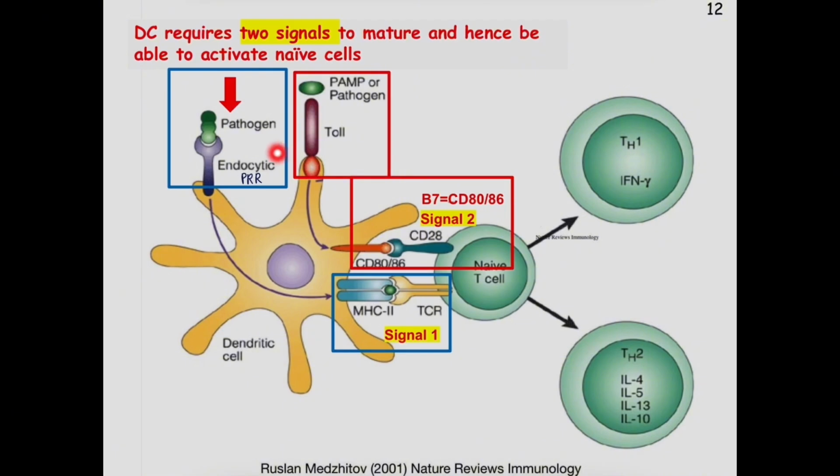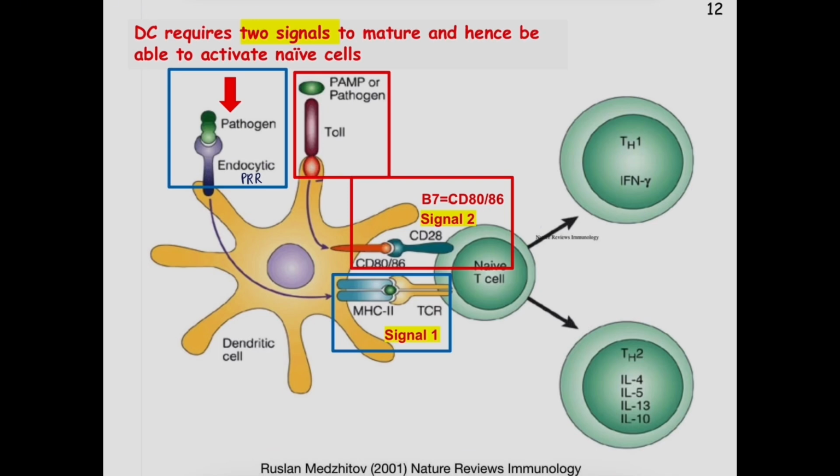So our endocytic PRR is going to bind to the pathogen, and as the name suggests, it's going to endocytose or engulf the pathogen. So after engulfing the pathogen, it's going to present it on the cleft on its MHC protein, and this is going to allow recognition by the TCR, and this gives us our first signal.